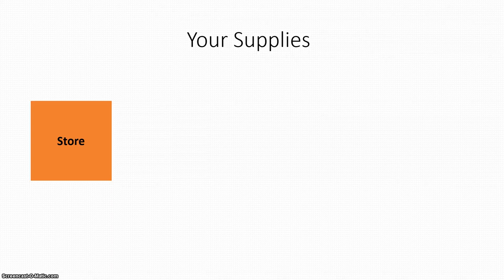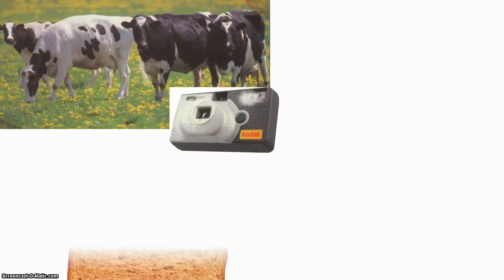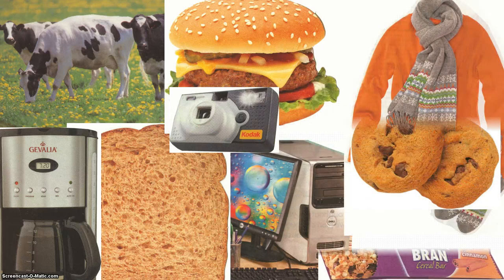In the source search bag, you will find 4 orange cards labeled Store, Factory, Farm, and Natural Resource. Lay out the orange cards on your table in a straight line. Additionally, in the bag, you will find a stack of cards featuring pictures of everyday items. Without looking at the items, divide the cards equally among your group.